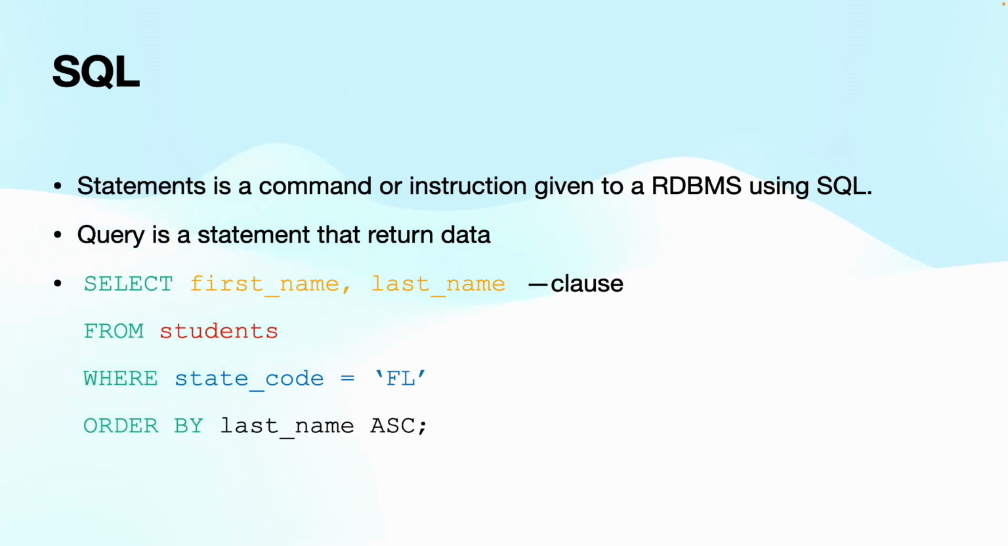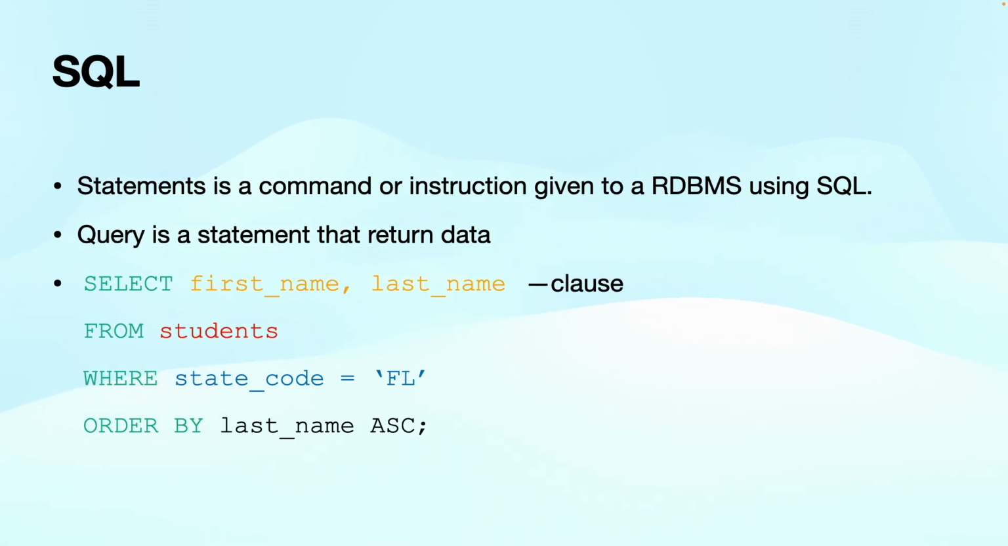Select first name, last name is a clause. From students is another clause. Where is another clause. Order by is another clause. Select first name, last name. Here, select is a keyword. SQL has predefined keywords such as select, from, where, order by. These are reserved words which tell the database to take some actions. And first name, last name, these are identifiers. They are the field names, that is the information from a column of a table.